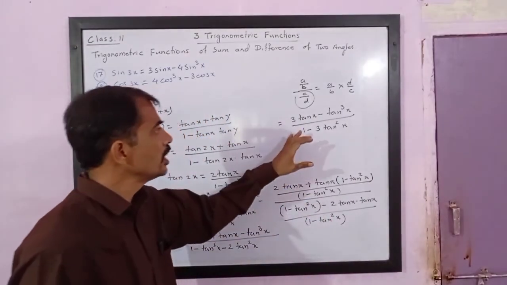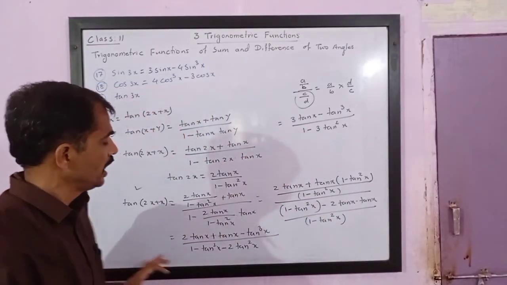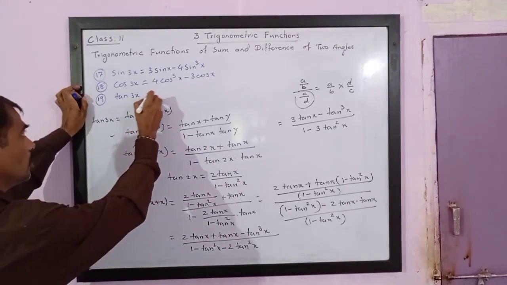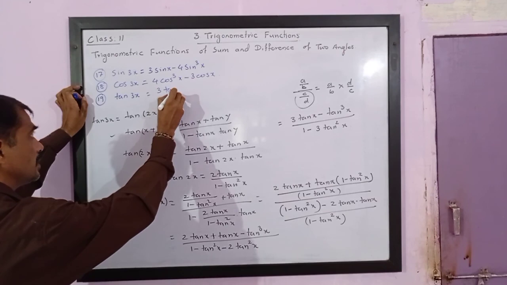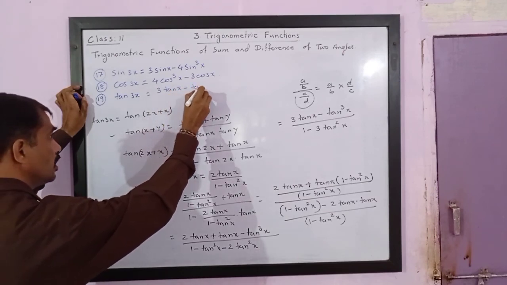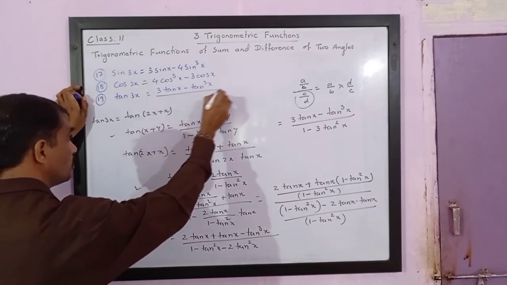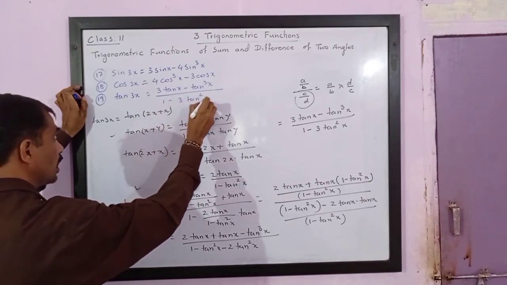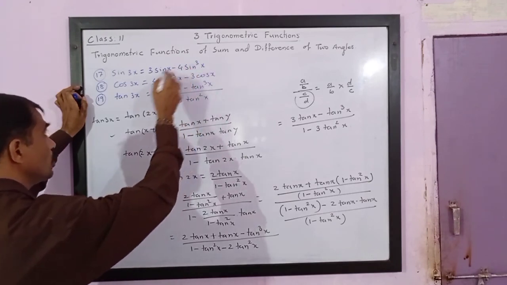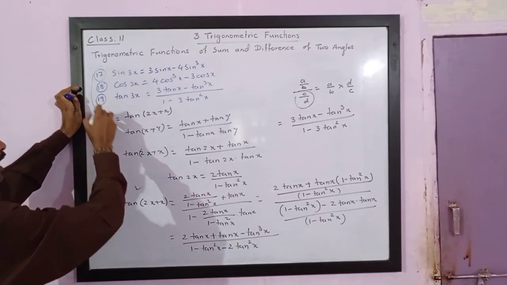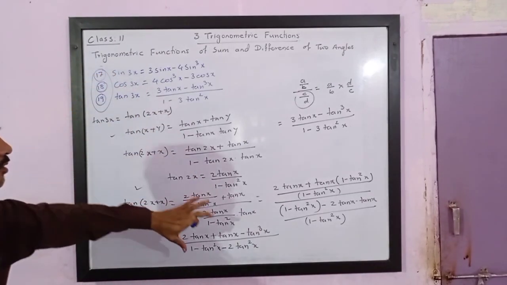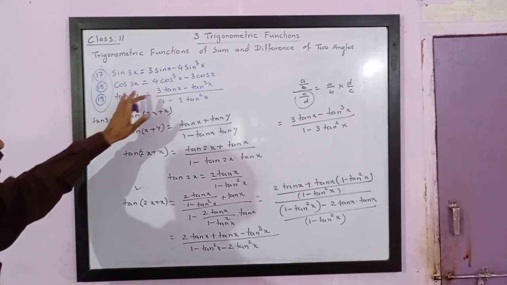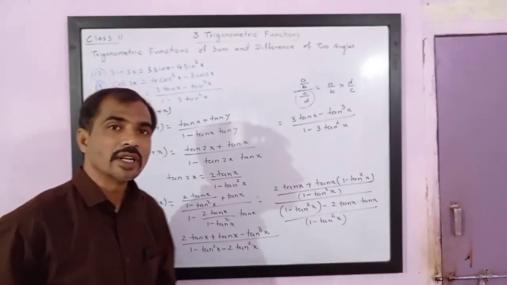So a very important result we have reached. This is tan of 3x. So tan 3x is equal to 3 tan x minus tan cube x upon 1 minus 3 tan square x. So don't get confused with all these three identities. We have studied in this video sine of 3 times, cos of 3 times and tan of 3 times a certain angle.